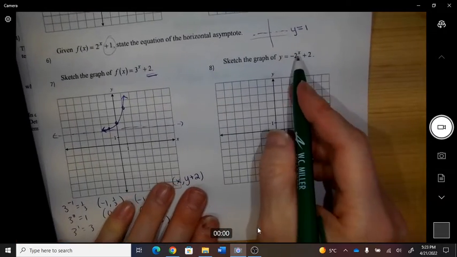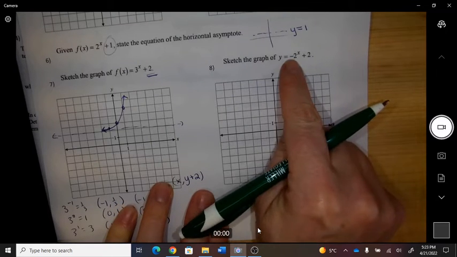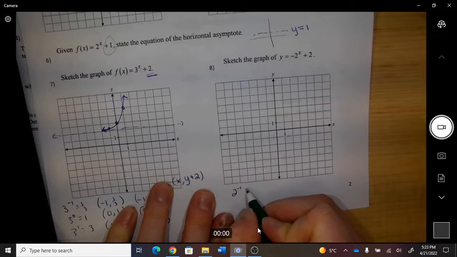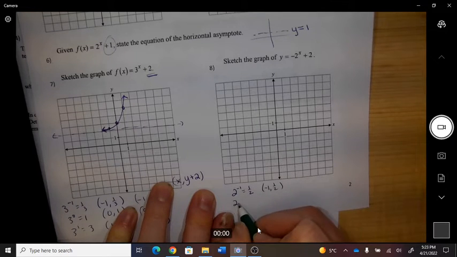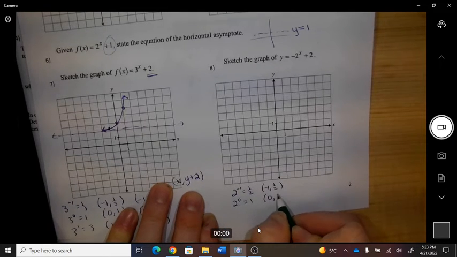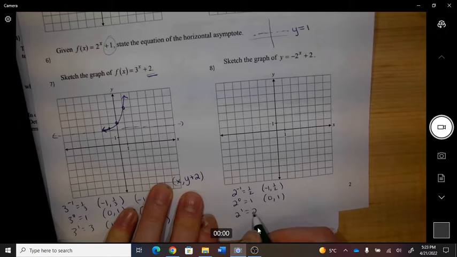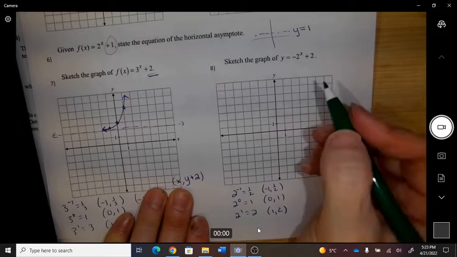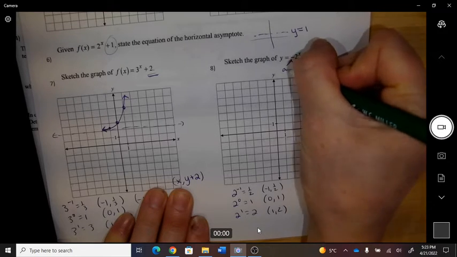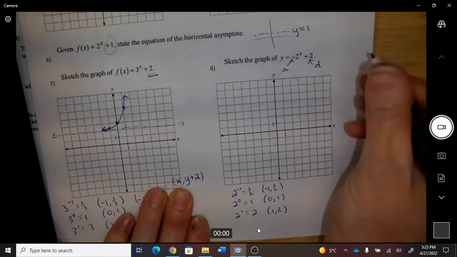Okay, sketch this graph. So I'm going to use the base of 2 to create some points. So 2 to the -1 is a half. 2 to the 0 is 1. 2 to the 1 is 2. So there's 3 points. This is an A, and this is a D.